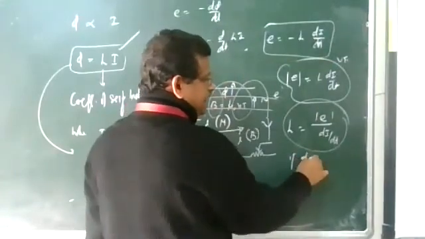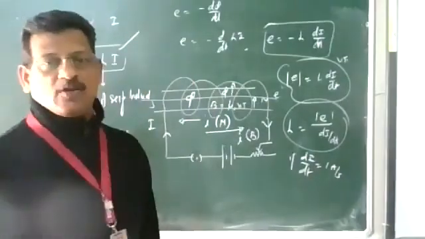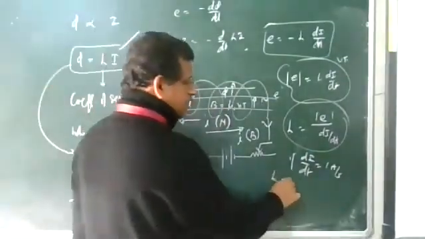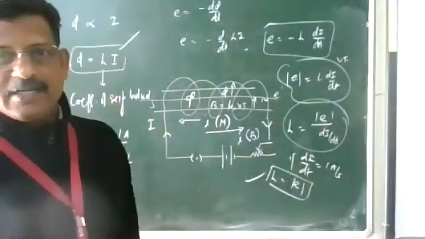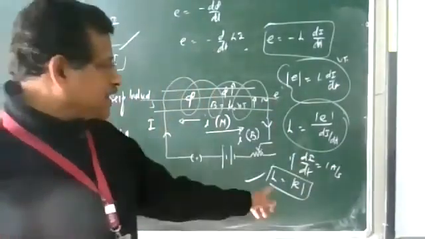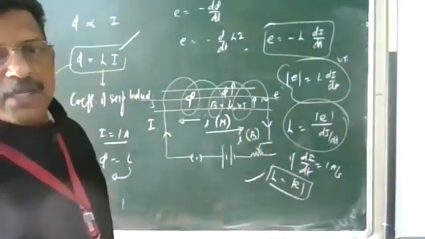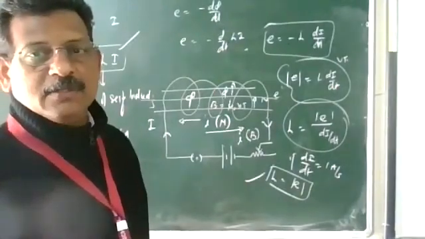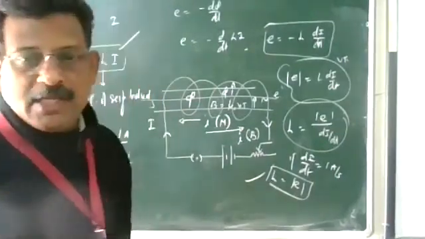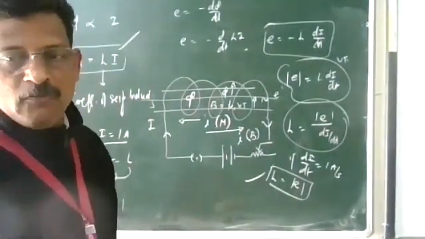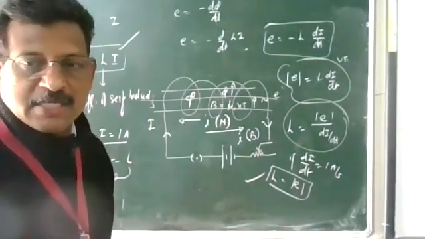If dI by dt is 1 ampere per second, the current in the coil is changing at the rate of 1 ampere per second, then L is numerically equal to the EMF induced. So the self-inductance of a coil can also be defined as the EMF induced in the coil when the current in it changes at the rate of 1 ampere per second. That EMF induced is the numerical value of L, the self-inductance. It is a term just like capacitance, resistance: self-inductance of a coil.